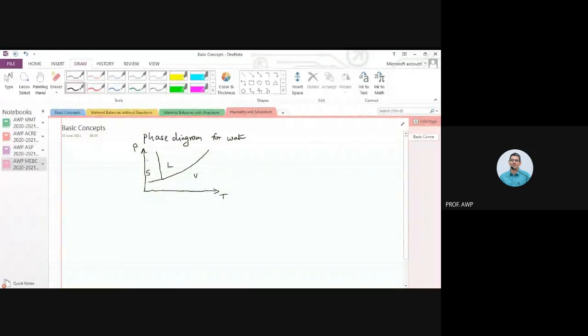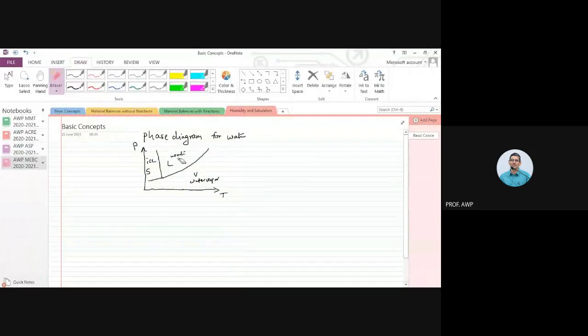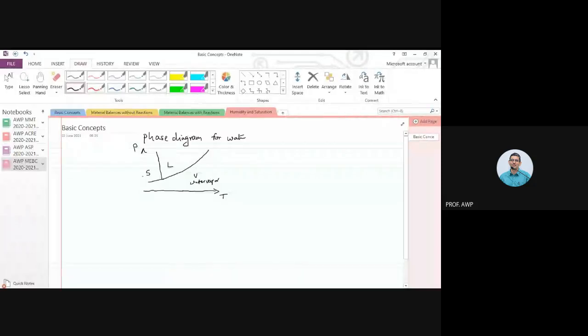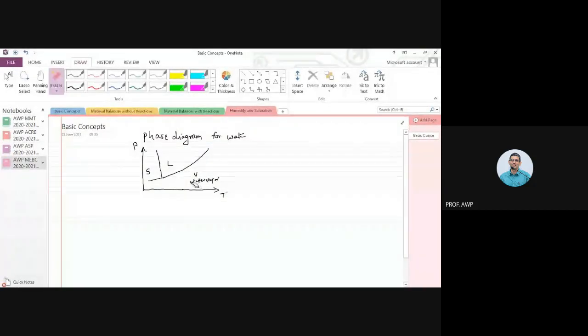So if you think in terms of water, this would be ice, this would be water, and this would be water vapor. When we say water, what we mean is water in the liquid form, right? And ice and water vapor. Oops, should not remove this line. So this is our vapor.